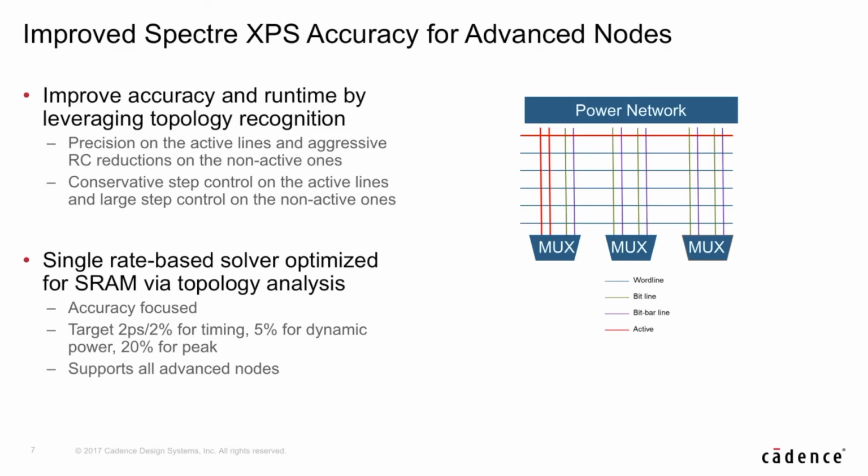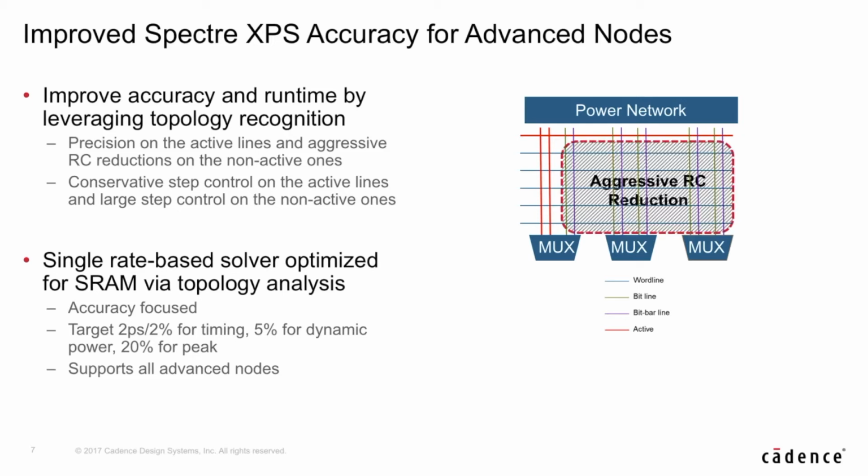What we have done here is with the Spectre XPS technology, which integrates with the Legato Memory Solution. What we have noticed in an SRAM, for example, is that all parts of the memory are not going to be active at the same time. You may see some activity on the bit line and word line, and then the rest of the area is pretty quiet.